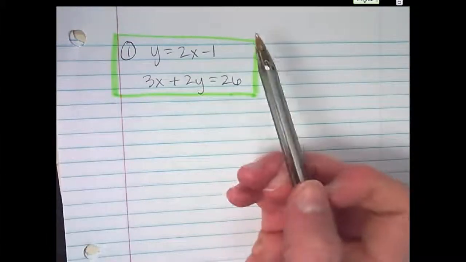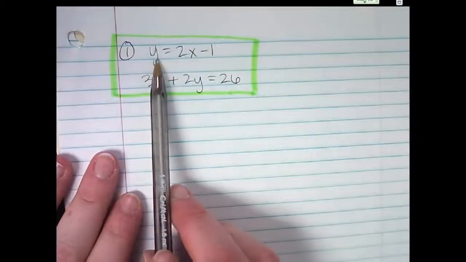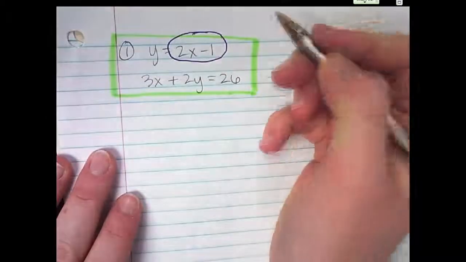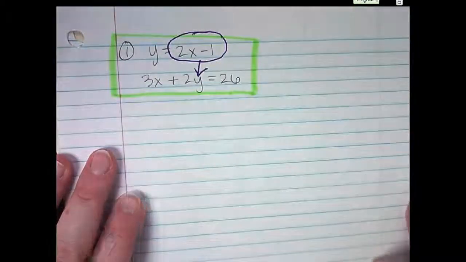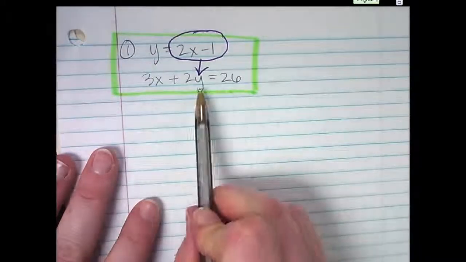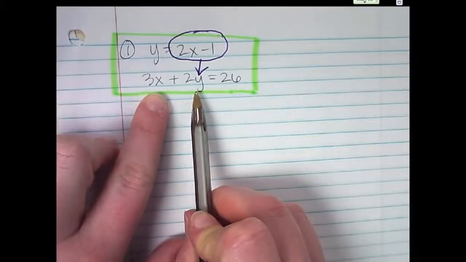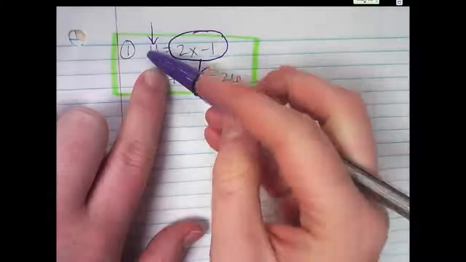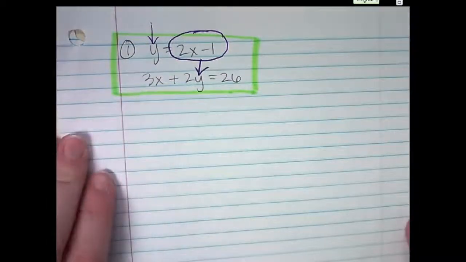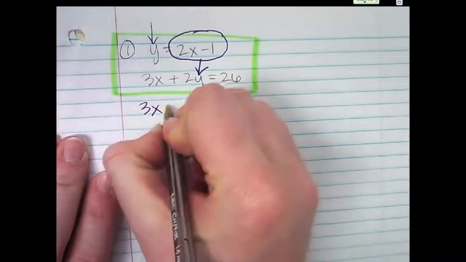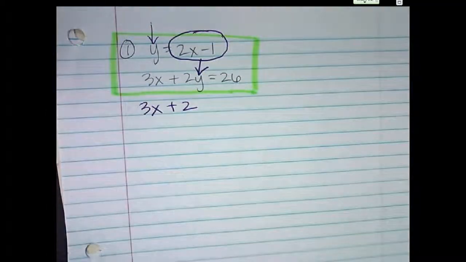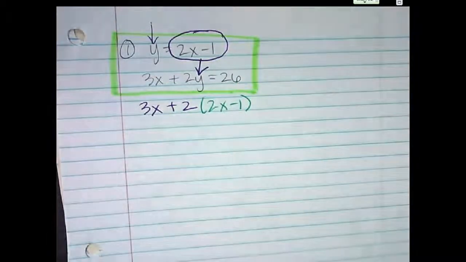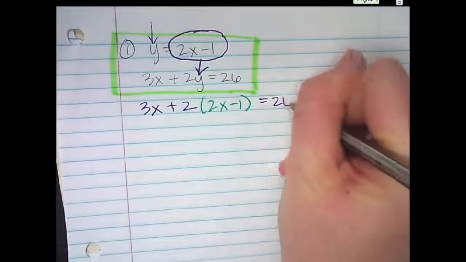Okay, so the first step, I need to get a variable by itself, and they already gave you this one. So this is very similar to the one we did. So I'm going to take this whole thing, 2x minus 1, put it into the y. Why do I put it in the y and not the x? Because it's y equals. Okay, we're going to do one in a little while that's x equals, so we'll go into the other one. That way you can see both. All right, so let's substitute that in. 3x plus 2, and then instead of y, I'm going to put 2x minus 1, equals 26.